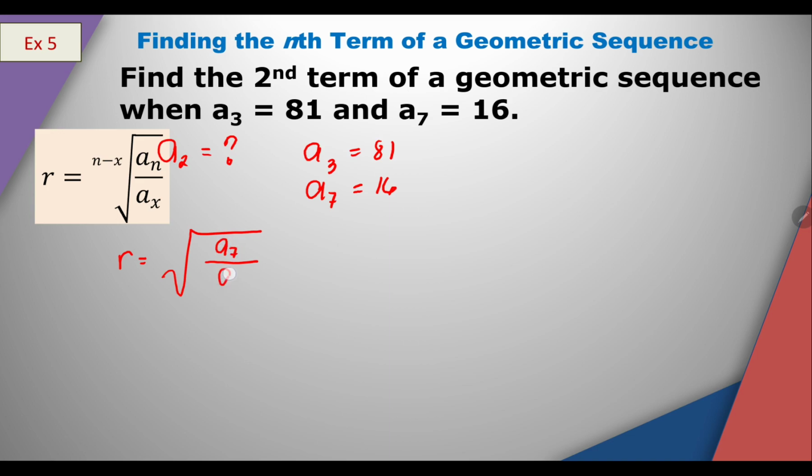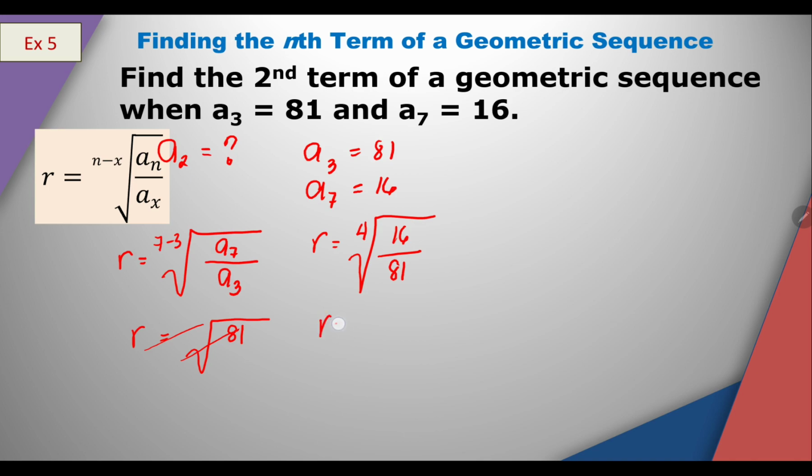A sub 7 and a sub 3. So our index would be 7 minus 3. So that r is equivalent to, what is a sub 7? A sub 7 is rather 16. Since the eraser is not working, may I just rewrite it here. The r would be equivalent to a sub 7, which is 16, divided by a sub 3, which is 81, and you have there 7 minus 3 is equal to 4.